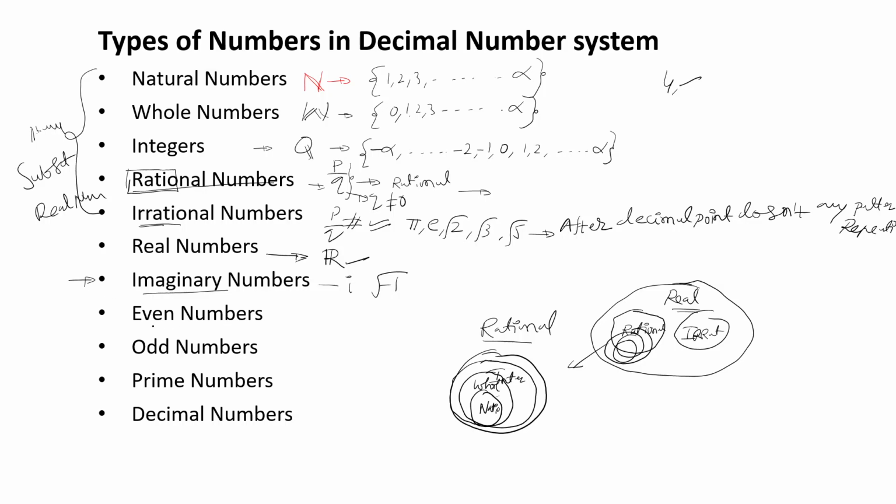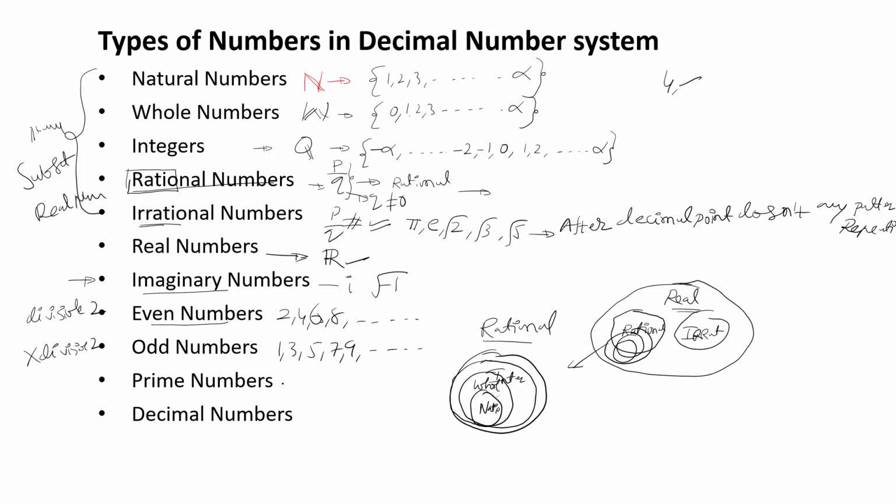Now coming to even numbers, you know very well, even numbers start with 2, 4, 6, 8 and so on. We can say even numbers are whatever numbers are divisible by 2, and if a number is not divisible by 2, that is called an odd number. That is 1, 3, 5, 7, 9 and so on.